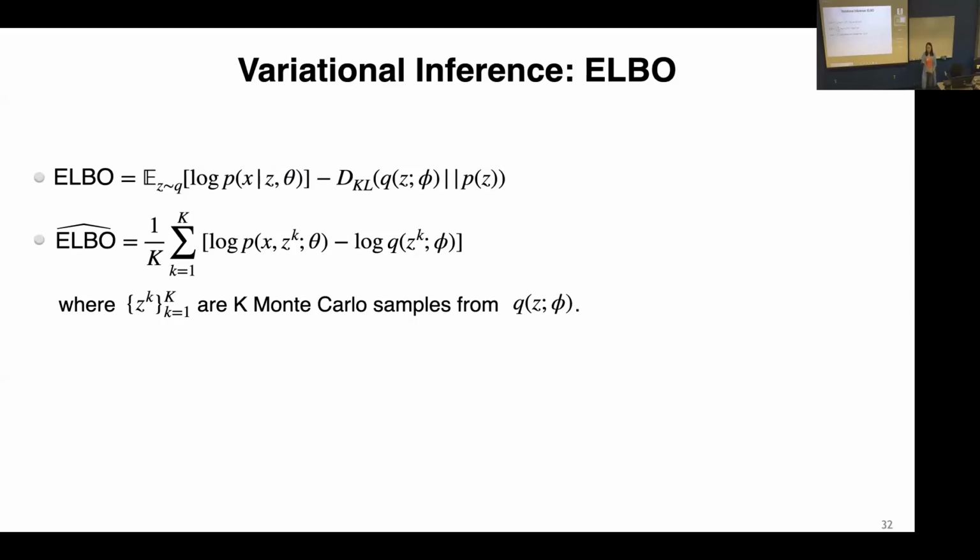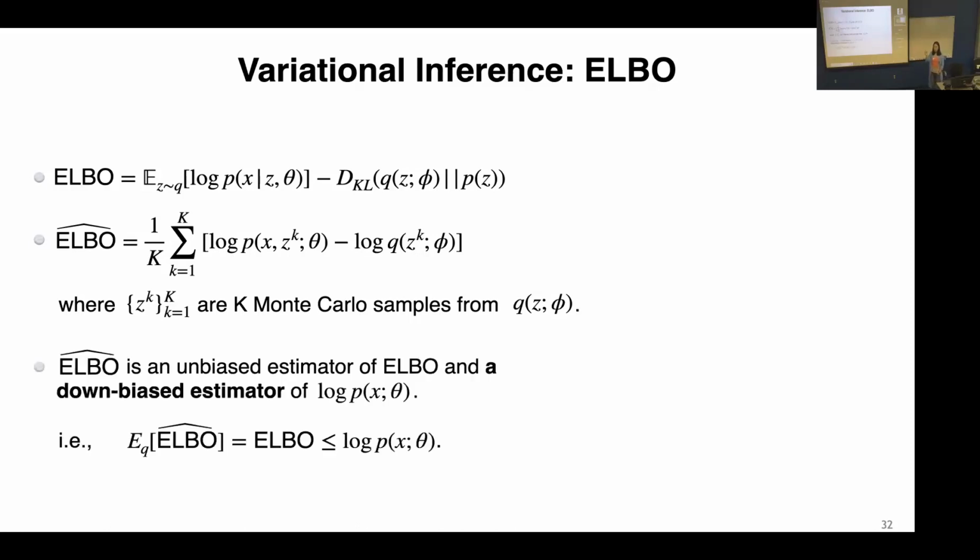So the best thing you can do is use a Monte Carlo approximator. You draw samples from the Q distribution and calculate the expectation term using the samples. Let's denote the number of samples to be K, and denote the empirical estimator of the ELBO to be ELBO hat. It should be straightforward that ELBO hat is an unbiased estimator of the ELBO, because the expectation of ELBO hat with respect to Q will be equal to the ELBO. Therefore, it's a downward-biased estimator of the log marginal.